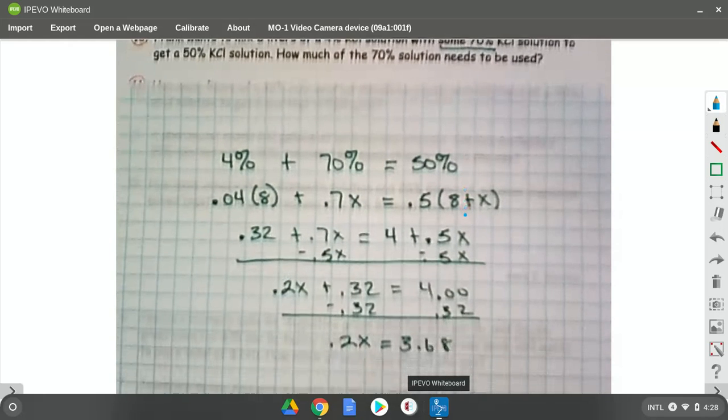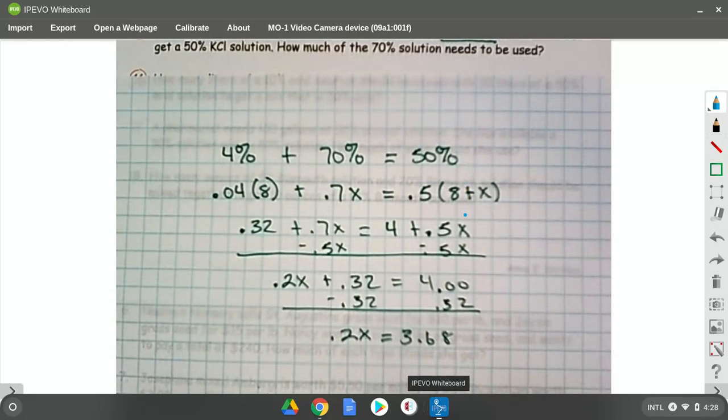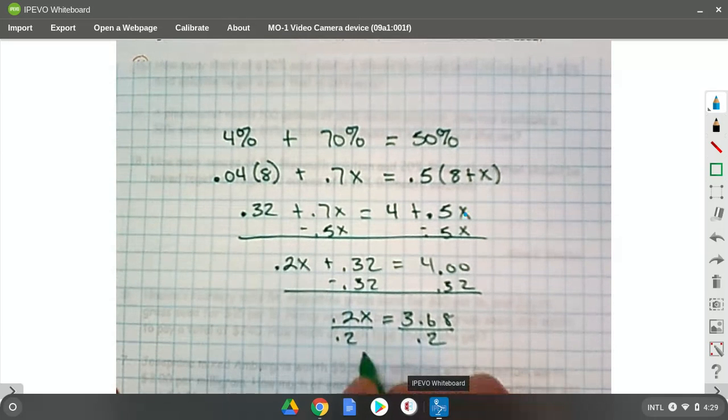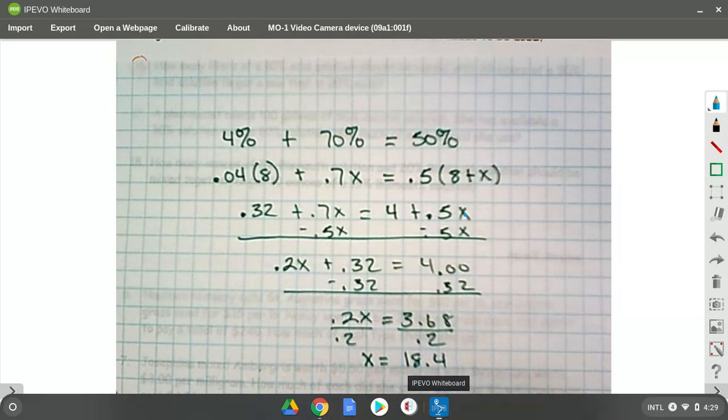That's just me solving. So 0.2x, that is going to give me 18.4 liters of the 70%.